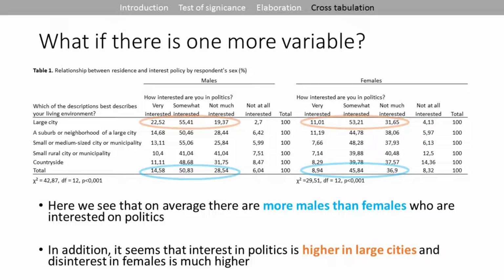In addition, it seems that the interest in politics is higher in the large cities, and the disinterest in females is much higher there. And you can see this right away also. So the disinterested part in large cities is quite interesting. It's quite high compared to males, but that's how it goes, I guess. At least this table says so.